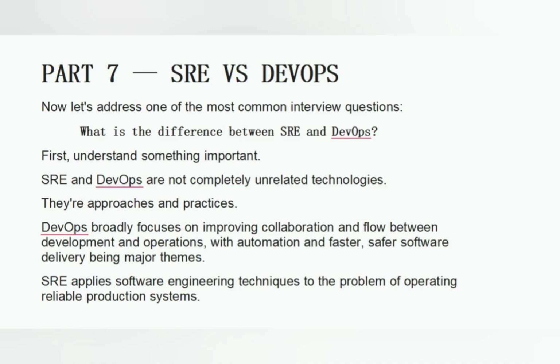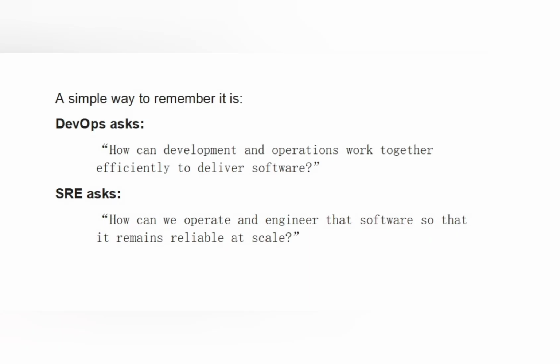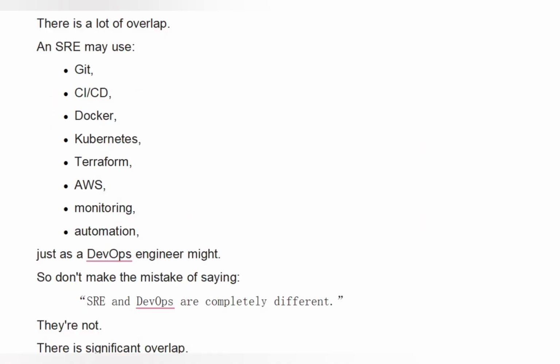SRE applies software engineering techniques to the problem of operating reliable production systems. A simple way to remember this is DevOps asks how can development and operations teams work together efficiently to deliver the software. But SRE asks how can we operate and engineer that software so that it remains reliable at scale. So there is a lot of overlap. An SRE may use Git, CI/CD, Docker, Kubernetes, Terraform, AWS, monitoring, automation, just as a DevOps engineer might. So don't make the mistake of saying DevOps and SRE are completely different. They are not. There is a significant overlap between them.